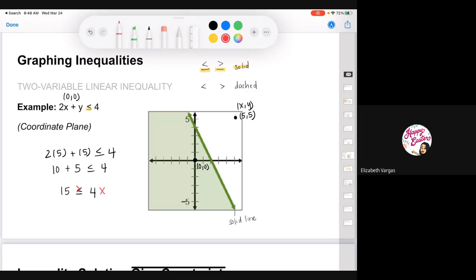So you want to test different coordinates depending on which side you want to test. If you want to test if this side is the side you need to shade, then you can try any coordinate on that side. If you want to test if this side is the side you need to shade, you can test any coordinate on that side. The only thing is you cannot test a coordinate that lies directly on the line. So I couldn't test this coordinate right here. Okay. If a coordinate lies directly on that line, you don't want to try it. You want to try it as far on each side as possible. Okay. So that's why in this green section, we use 0, 0. And on this section, we use 5 and 5.